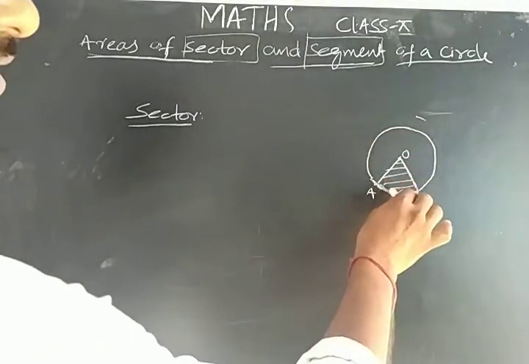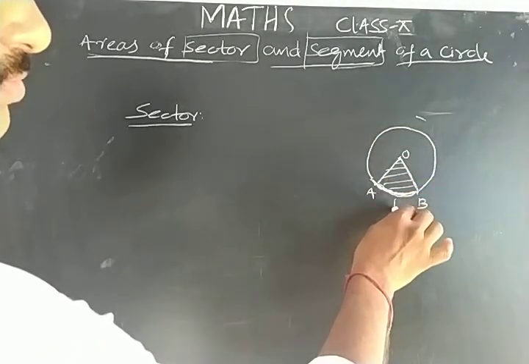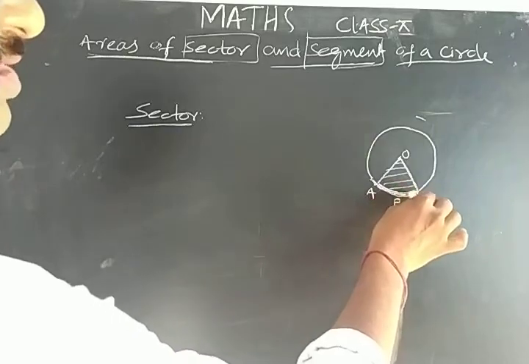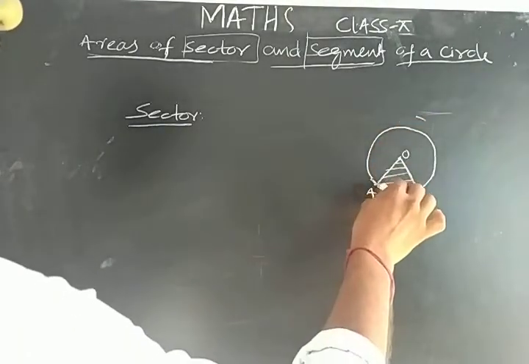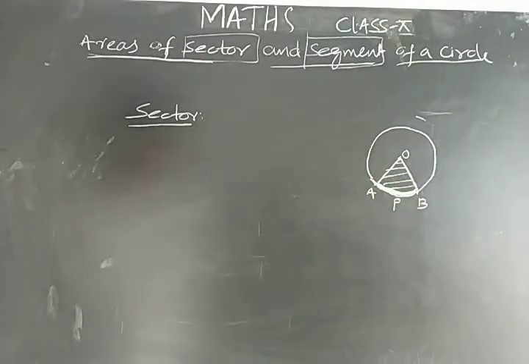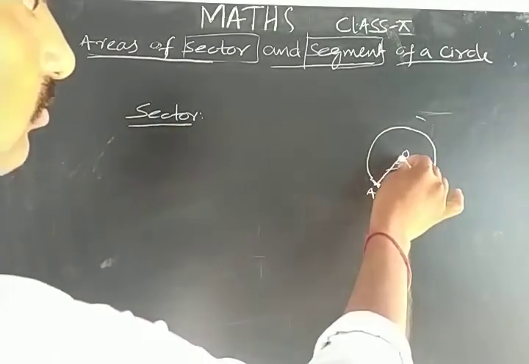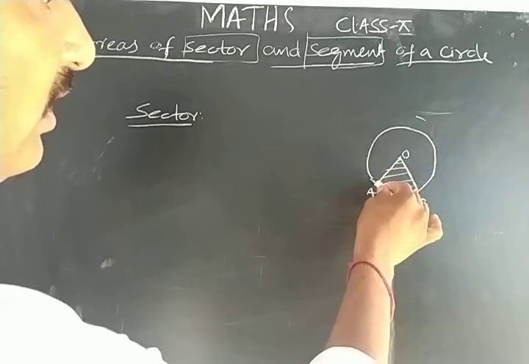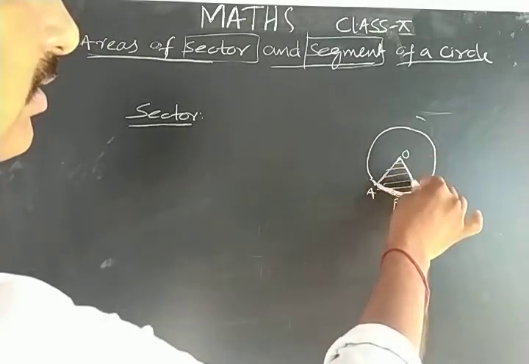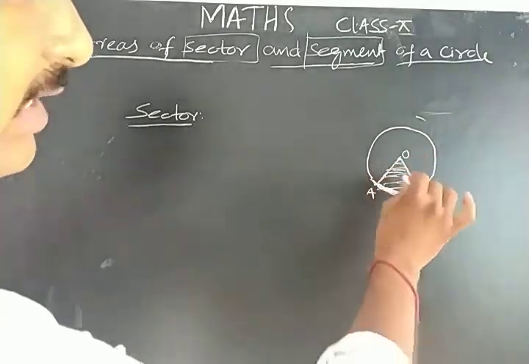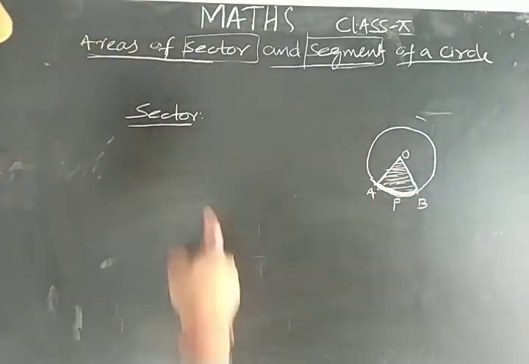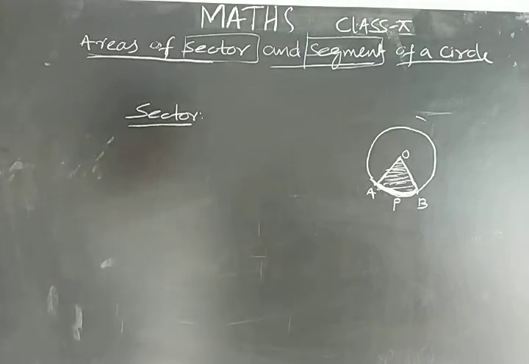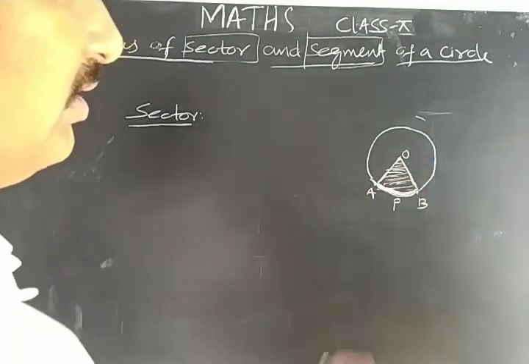Suppose I am taking here some point P. This APB curve is the part of the circumference, no? A part of a circumference is known as arc. And we have area between this arc and these two radii. A little bit of area we are having, that is a shaded region. This shaded region is known as sector of the circle.